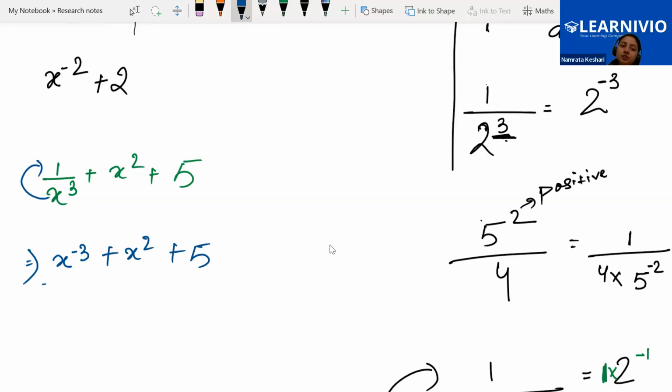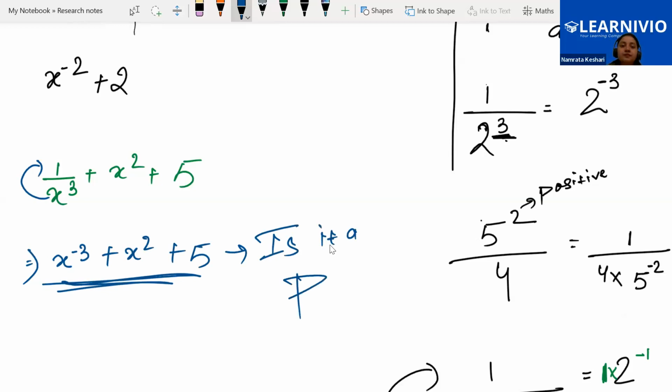Now tell me, just by observing this step, is it a polynomial? No, it's not a polynomial. So whenever the question is whether it is a polynomial, check if any variable is sitting in the denominator. If it is, then apply the formula of exponent which we discussed. Once you apply it, you will understand that no, it's not a polynomial.